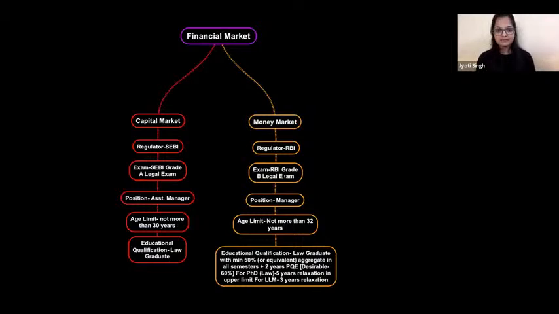So if you see here, remember when we were talking about the age limit in SEBI, the age limit was that a person should not be more than 30 years when it comes to the eligibility criteria with regard to age for the SEBI Grade A Legal exam. But when you talk about the RBI, the age limit here is that a person should not be more than 32 years of age. Now, obviously, there are some relaxations that we'll be discussing in the next box itself. But for now, just know that if you want to be eligible for the position of RBI Grade B Legal Exam, you should not be more than 32 years of age.